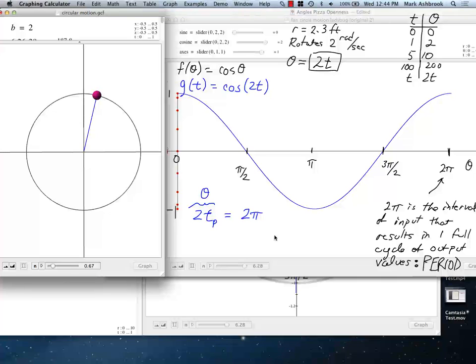So the period, so again, what are we saying here? We're saying we want the time such that 2t, or the angle, is 2 pi. Because we know that's what's going to cause cosine to do one full cycle, is when that thing right there is equal to 2 pi. So then Tp is? You just divide by 2 and you get pi.